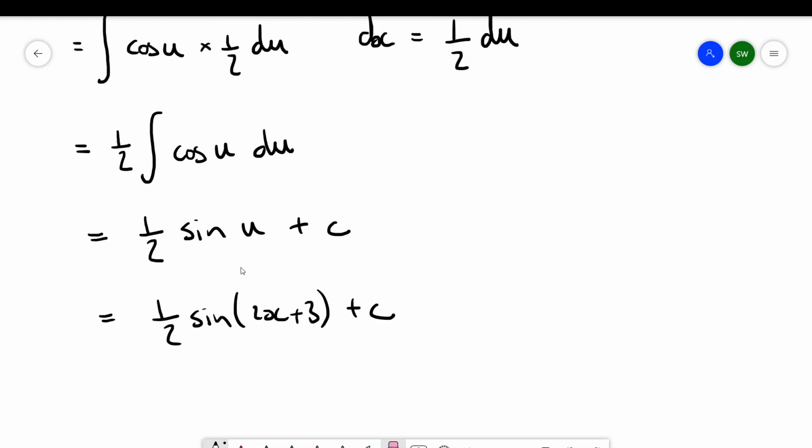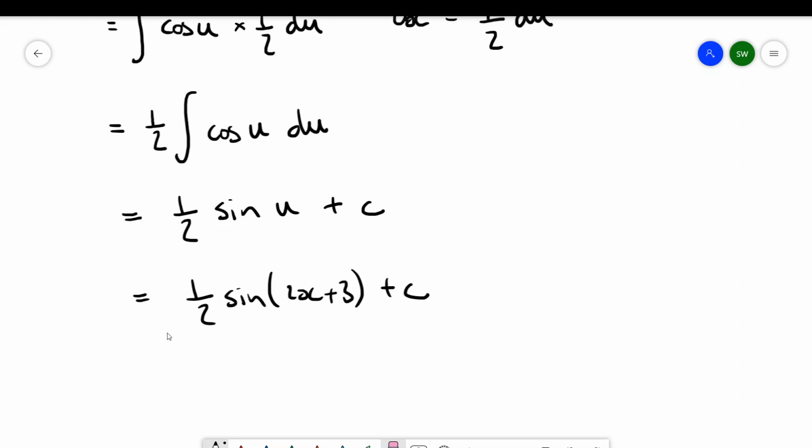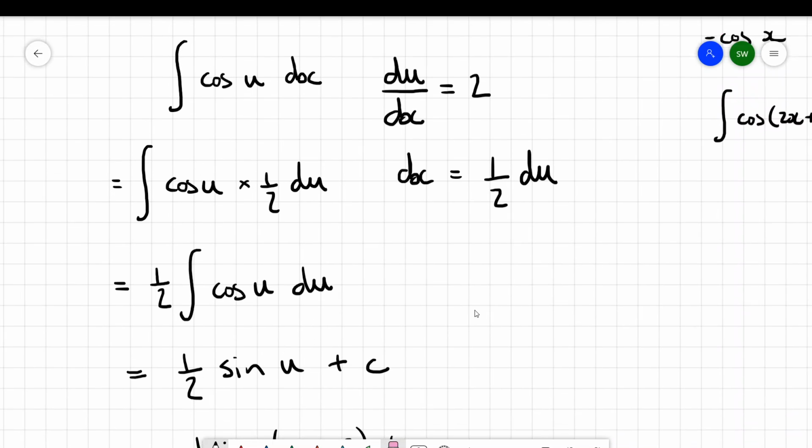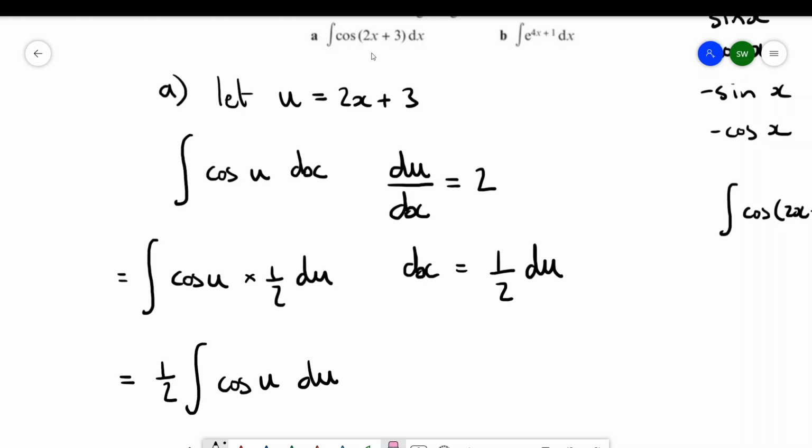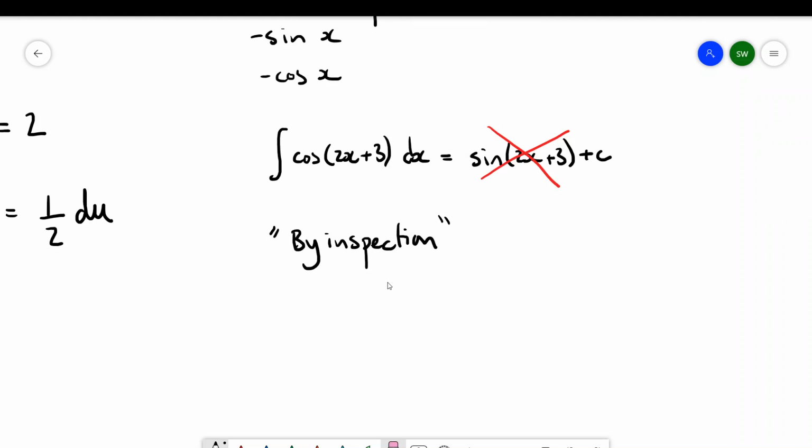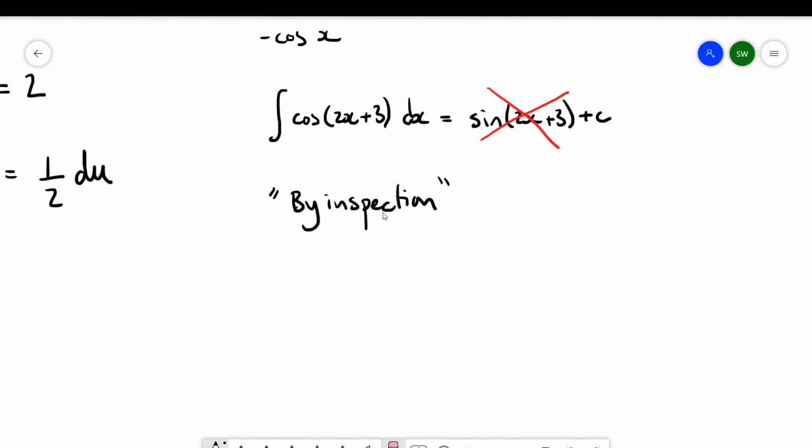It's always a good idea to check that you've done it right. If you differentiate this using the chain rule, then you should end up back at our original function that we were integrating, which we do. Another method that you could use would be to just do it by inspection. So the way by inspection works is we're basically asking ourselves what function differentiates to cos of 2x plus 3.